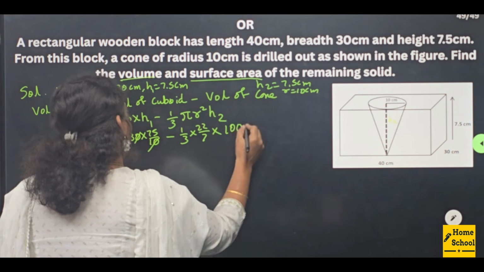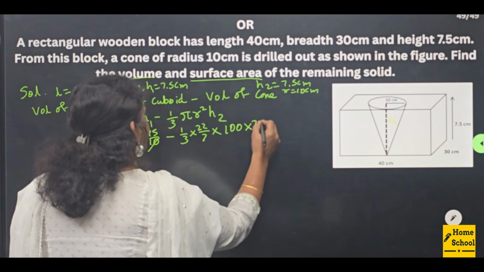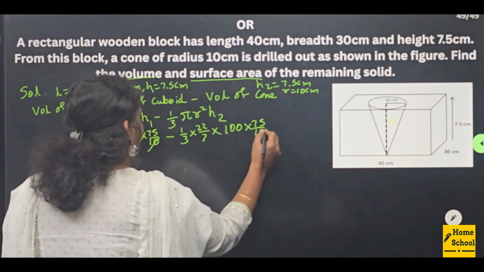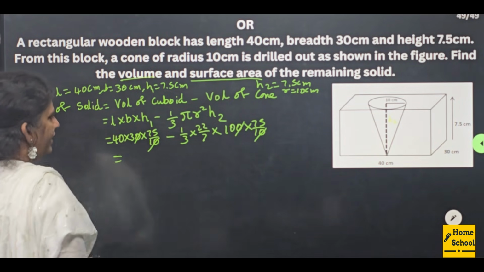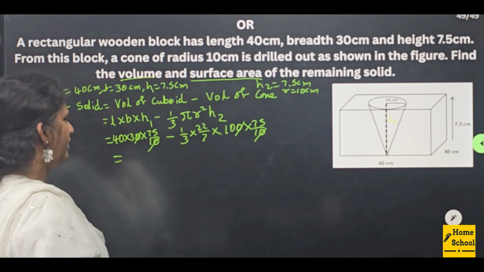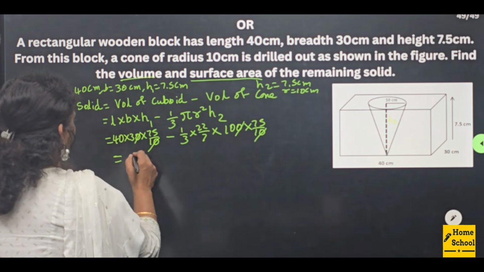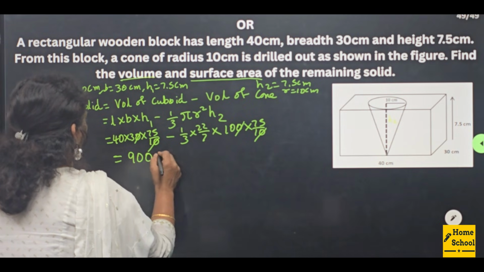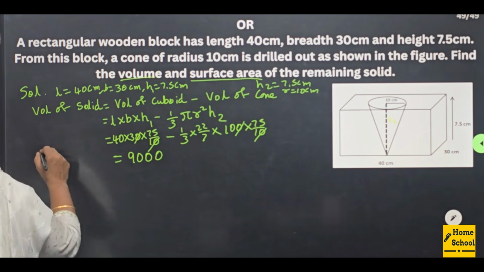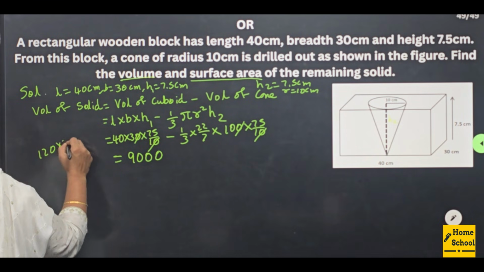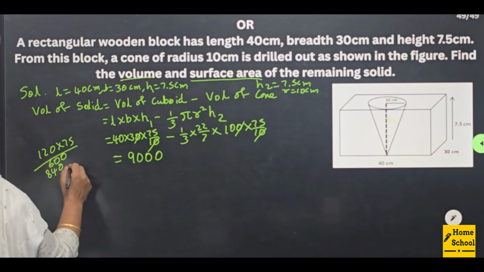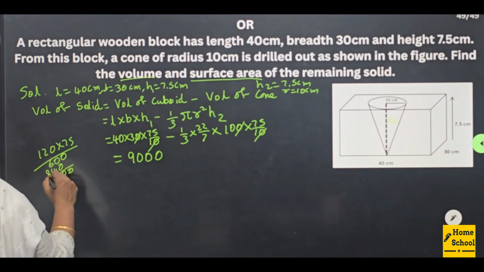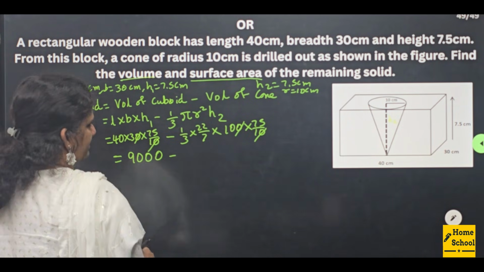10 tens are 100. Height of the cone is 7.5. I'll write it as 75 by 10, 0, 0 cancel. 4 3s are 120 into 75. It will be 9,000. Let us check it out. 120 into 75, 600. Yes, 0, 0, 9,000 minus.